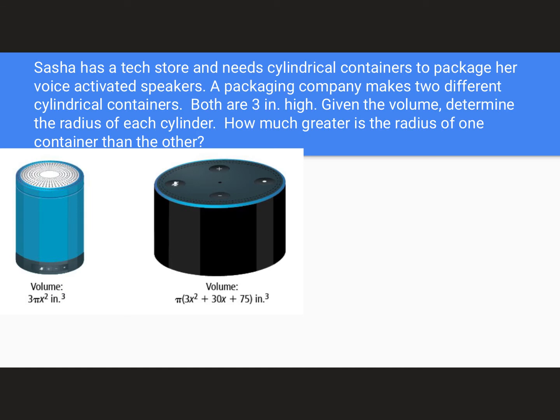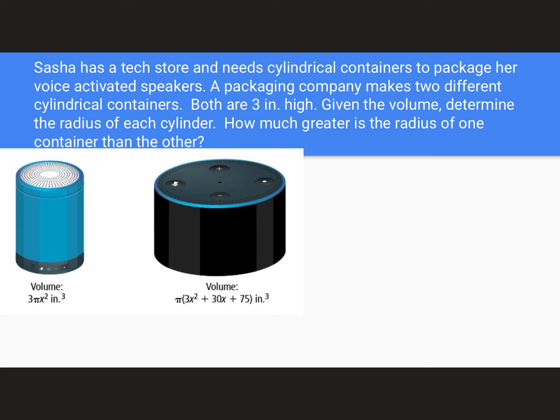So Sasha has a tech store and needs cylindrical containers to package her voice-activated speakers. A packaging company makes two different cylindrical containers. Both are 3 inches high. Given the volume, determine the radius of each cylinder. How much greater is the radius of one container than the other?